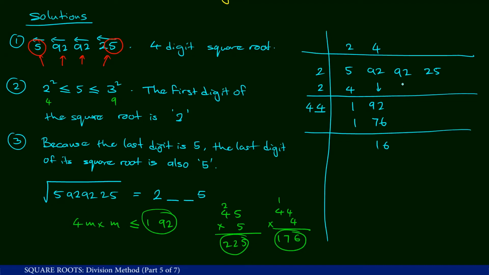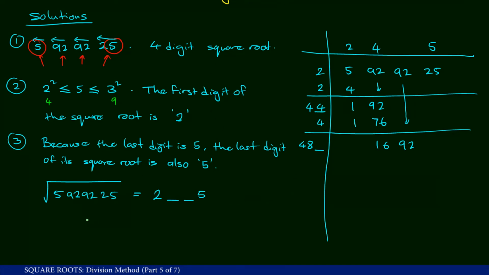The remainder is 16. Okay, so let's bring down 92 here. So it becomes 1692. Remember the last digit is already determined to be 5. We just need to figure out the next digit here, the third digit. So 44 plus 4 is 48. And let's leave the next digit empty. So what could the next digit be?